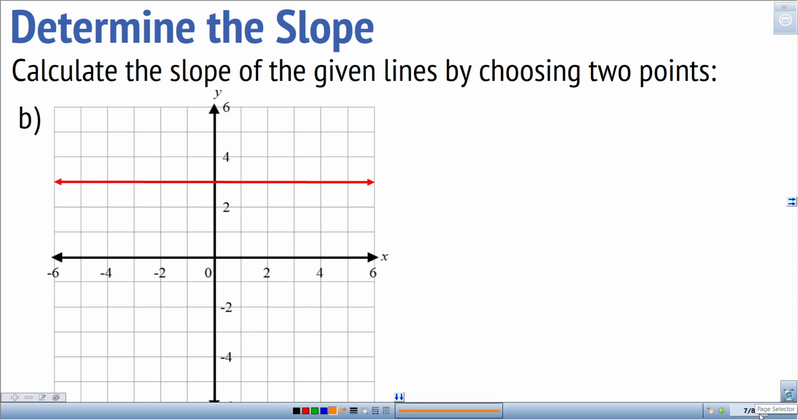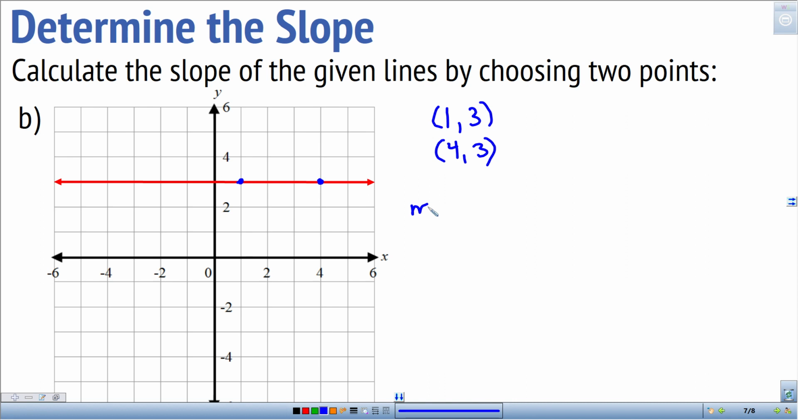All right, let's do another example. We're going to calculate the slope by picking 2 points. Let's change it up. We'll pick that point there. That is at (1, 3). So I'm going to write 1, 3. And let's pick this point over here. This is at 4. Remember, we read the x point first. So (4, 3).